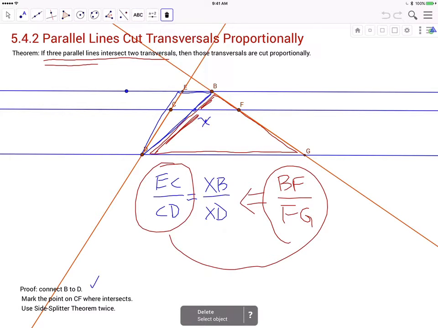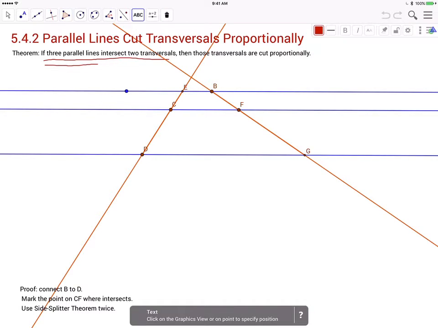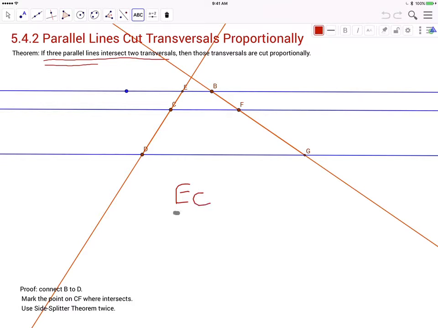Let's see if I can erase some of this stuff and just get rid of the junk. Oops, and I erased the proof. But in the end, what we did end up proving was that EC relates to CD the same way that BF relates to FG, anytime we have three parallel lines intersected by two transversals.